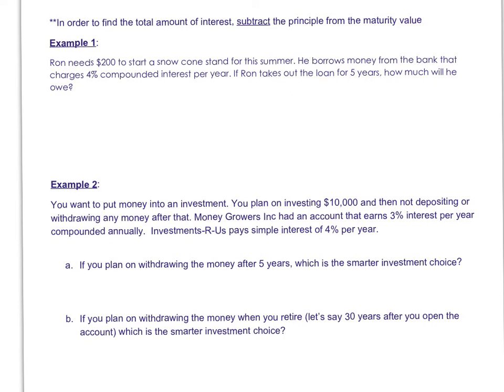Okay, so in order to find the total amount of interest, we need to subtract the principal from the maturity value. So that'll tell us just what the interest is, not what the total thing is. So when we use the formula, it gives us the total. We have to subtract if they're just asking for interest.